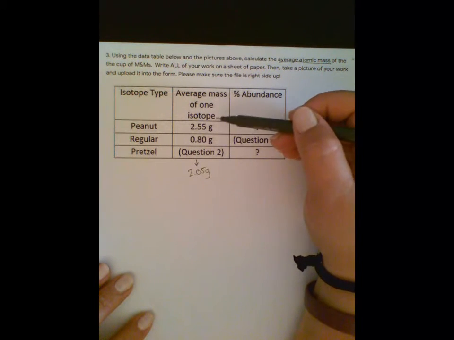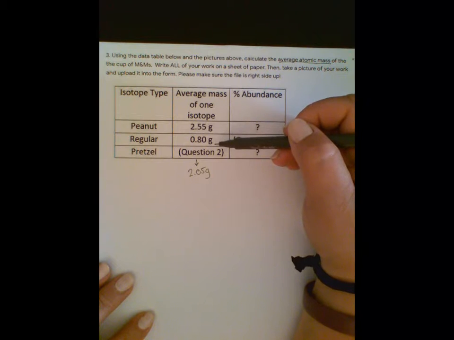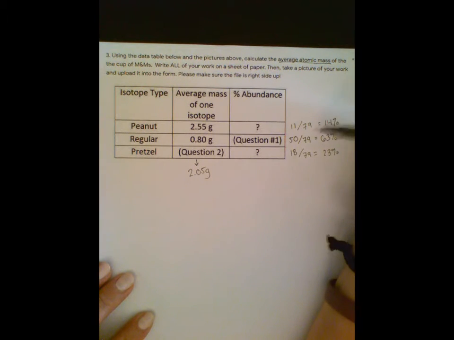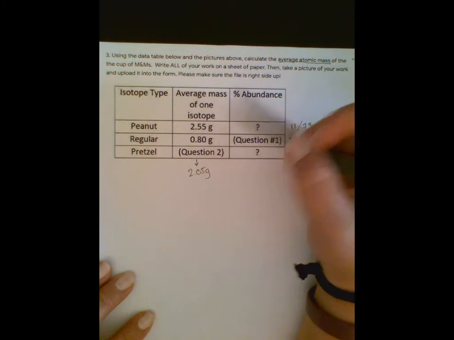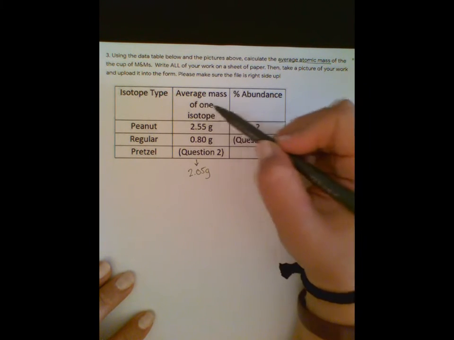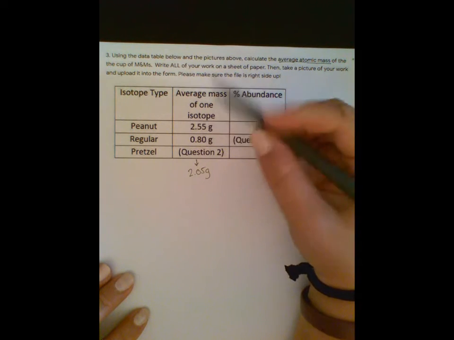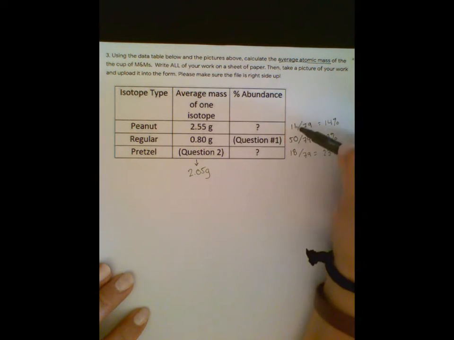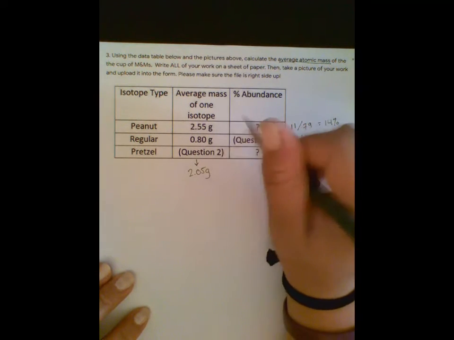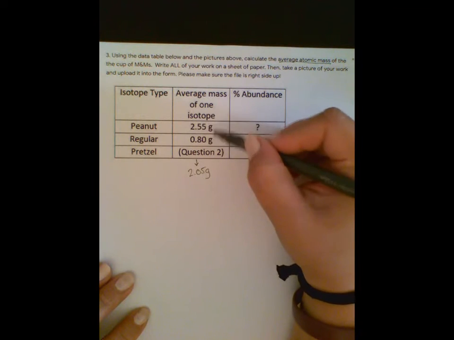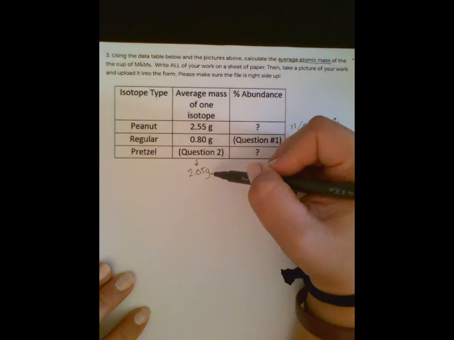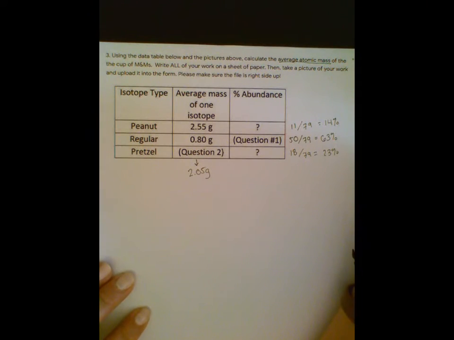Okay, another common mistake that I saw was some people looked at this mass as the mass of the total amount of peanut M&Ms or of regular M&Ms, and they divided it out by the number of isotopes to get the mass per isotope. Notice up here it says the average mass of one isotope. So that step's already been done for you. You don't have to divide this 2.55 by 11 or the 0.8 by 50, okay? It's already been taken care of. This is the mass of one single isotope.